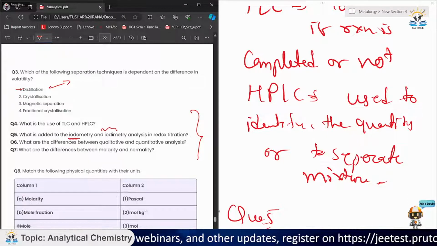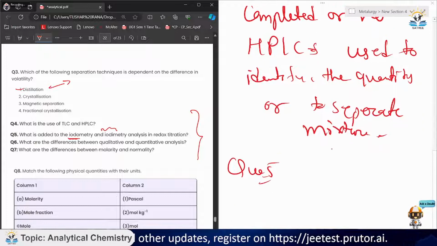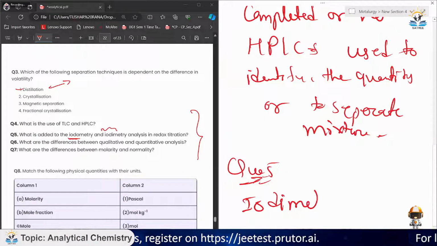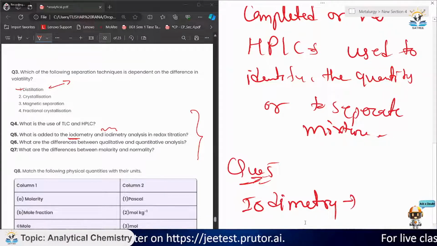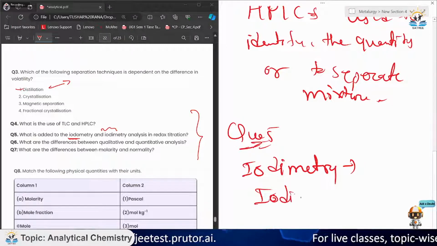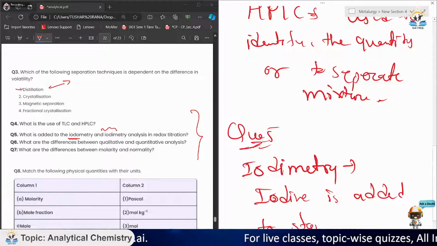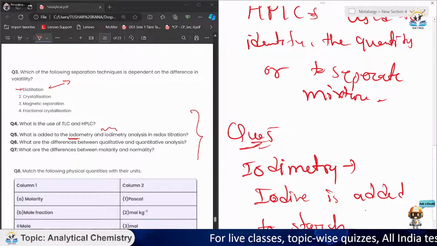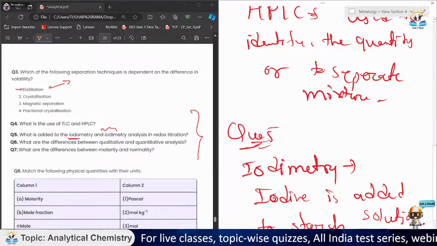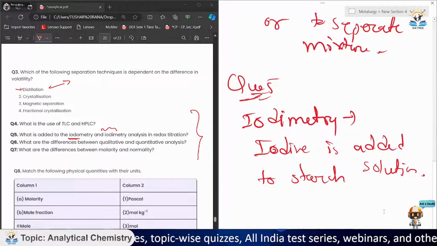So for iodometry, iodine. Let me write here also on iodimetry. What does iodometry say? For iodometry, the element iodine is added to starch solution. You know that in the entire titration we use starch solution, in one of the examples. And the endpoint is signaled by the change of color from a colorless solution to a blue color.